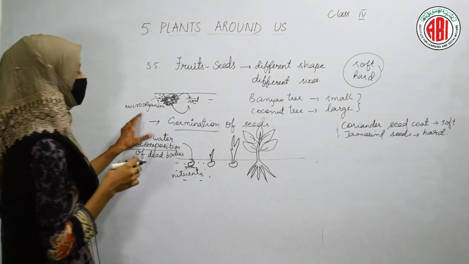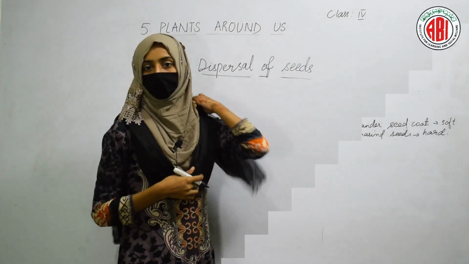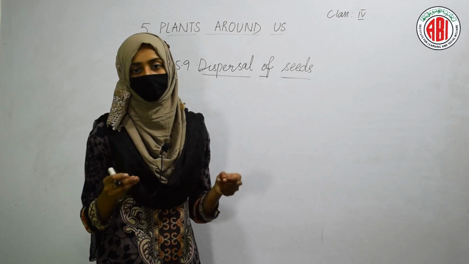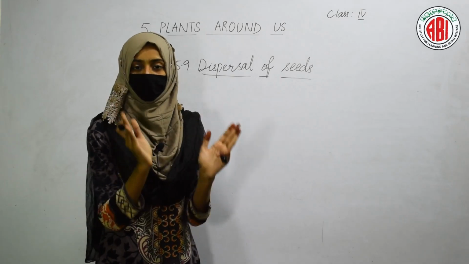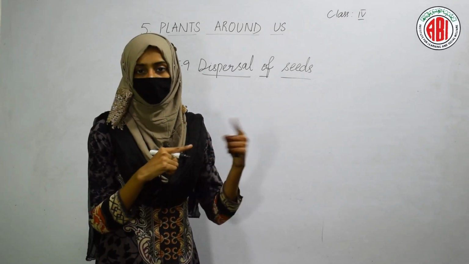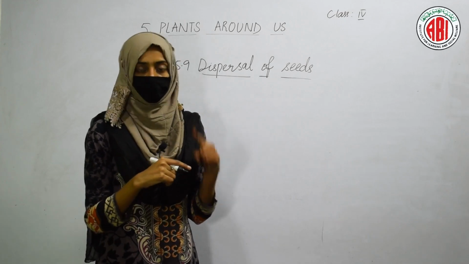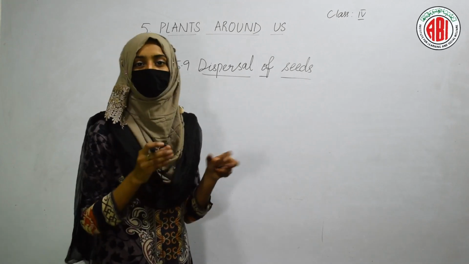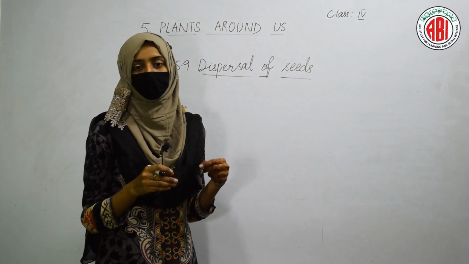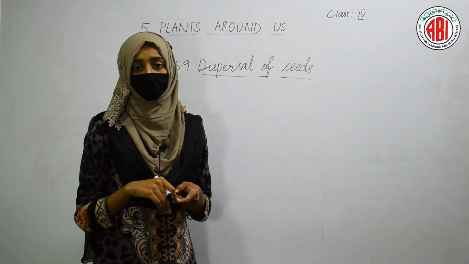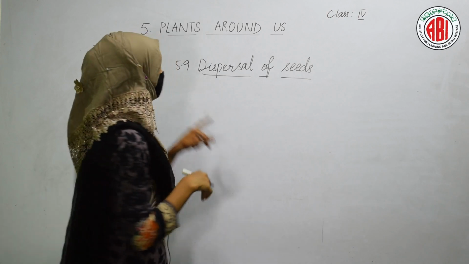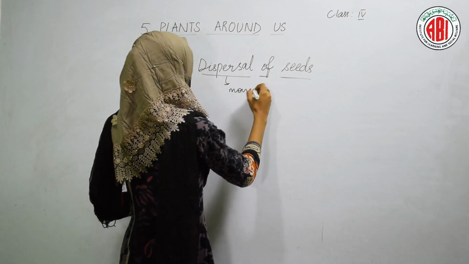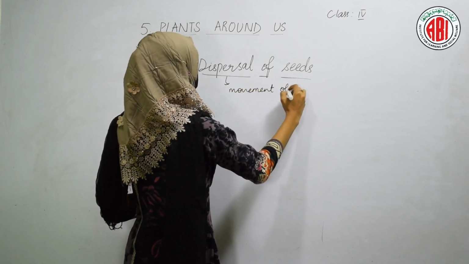So this is about the topic germination of seeds. Our next topic is dispersal of seeds. Once the seeds are sown into the soil, they germinate and produce a plant. The plant remains stationary. It will not move from one place to another. We all know that they are living things, but they do not show any movement. So how can the seeds of the plant be moved from one place to another, and how do they get germinated? Dispersal of seed means movement of the seeds to other places.